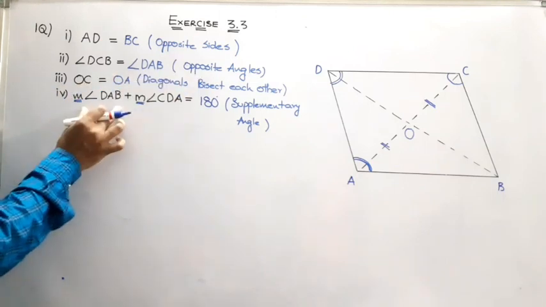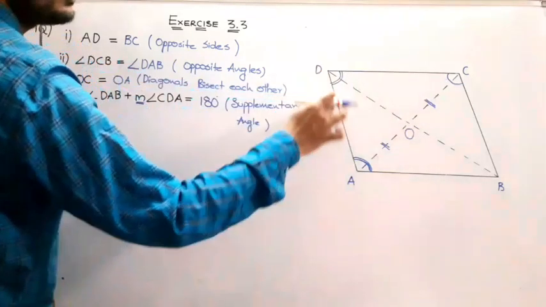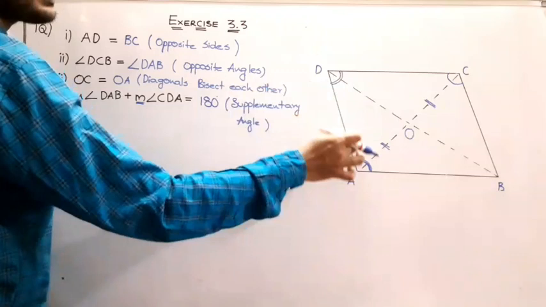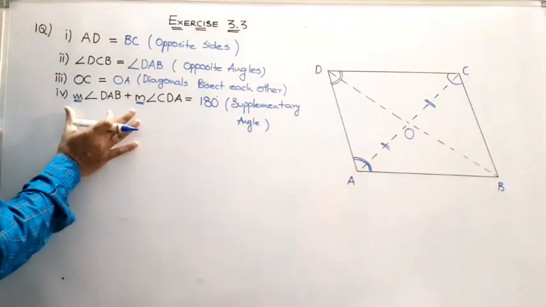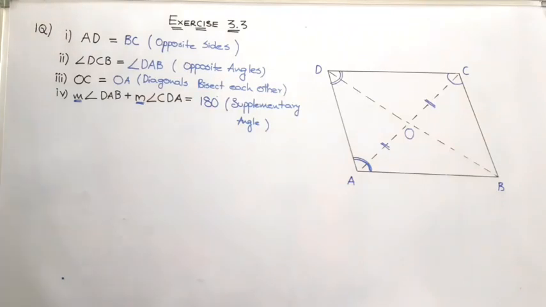Measure of angle DAB plus measure of angle CDA, that means they are asking about the properties of adjacent angles of this parallelogram. Okay, measure of adjacent angles will always be equal to 180 degrees in a parallelogram. Okay, this is the answer for the first one, children. So hope you got a clear picture about this. Now I am moving to the second question.